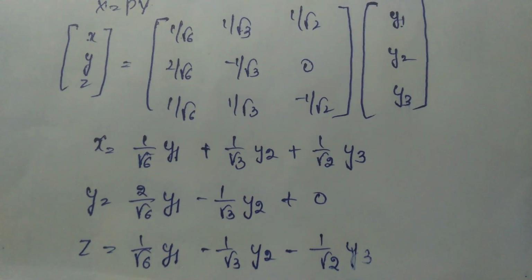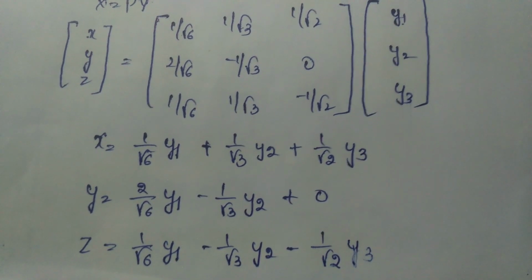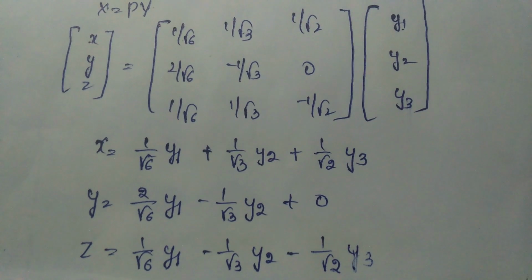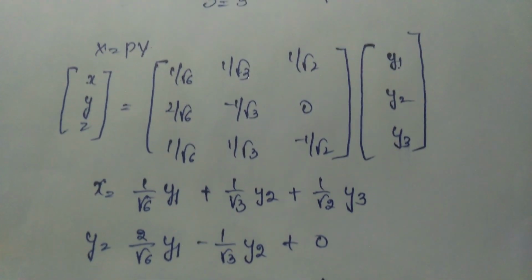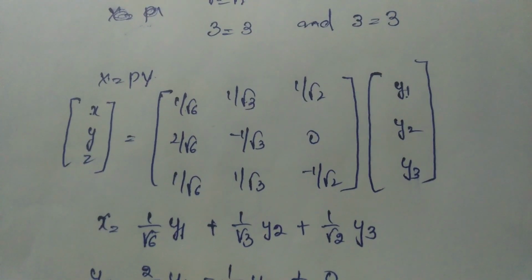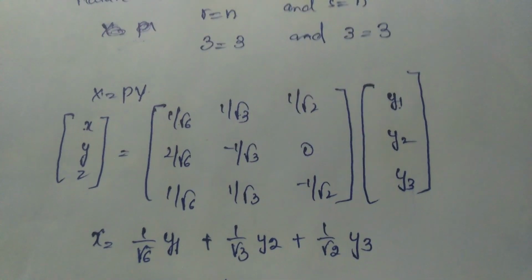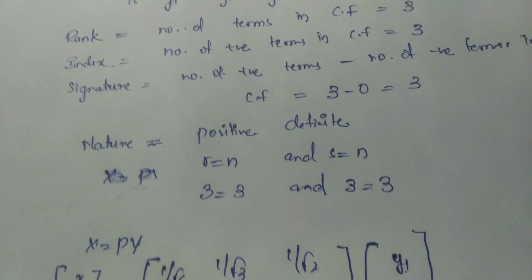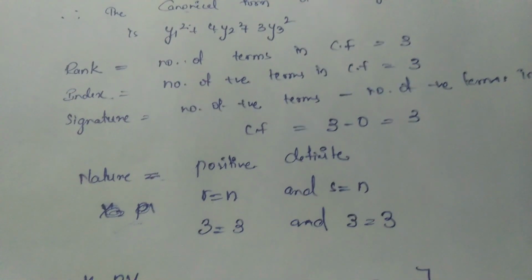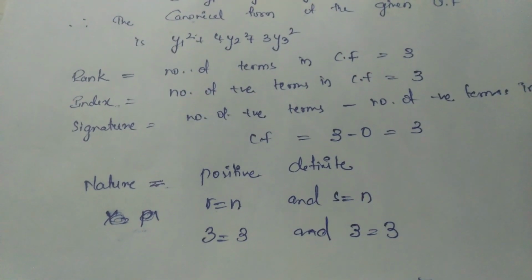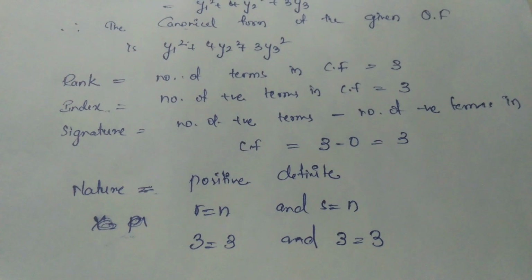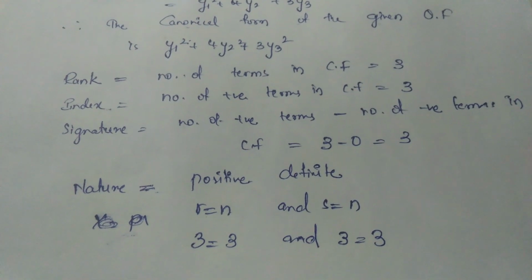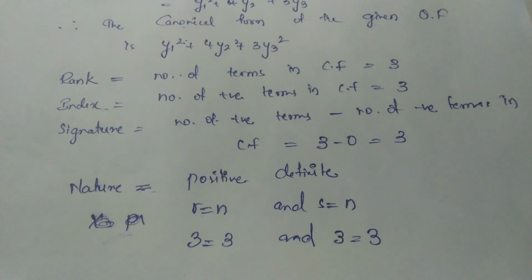This is nothing but the transformation. So we have reduced the quadratic form to the canonical form, and we have found the rank, index, signature and nature of the quadratic form, and then the transformation x equals PY. So in this way we solve the problem and reduce the quadratic form to the canonical form. Thank you.